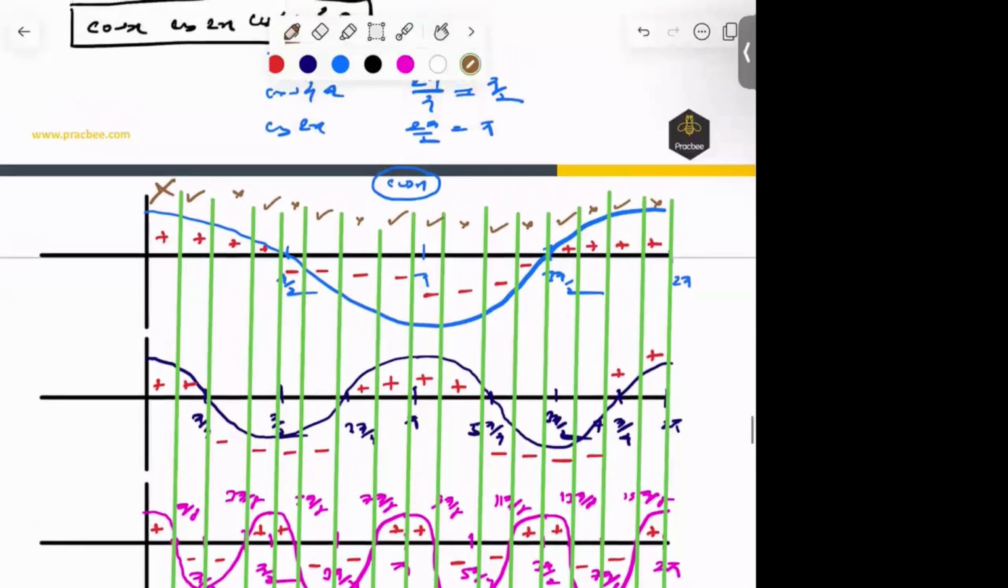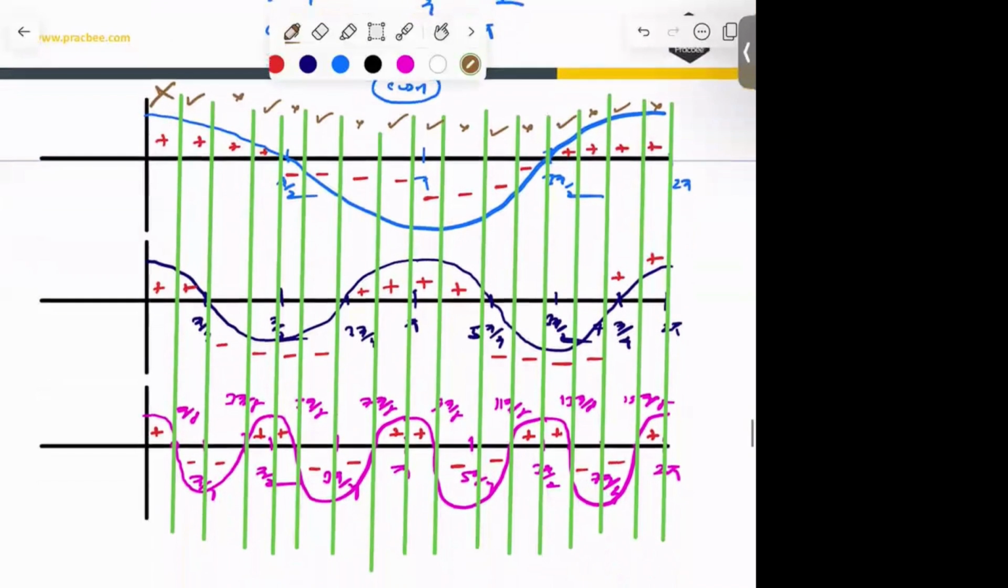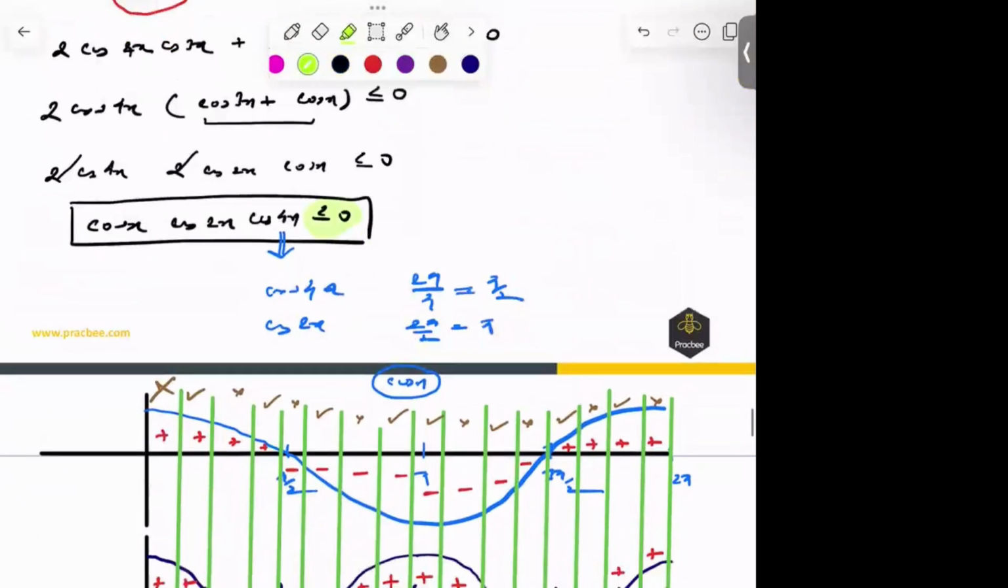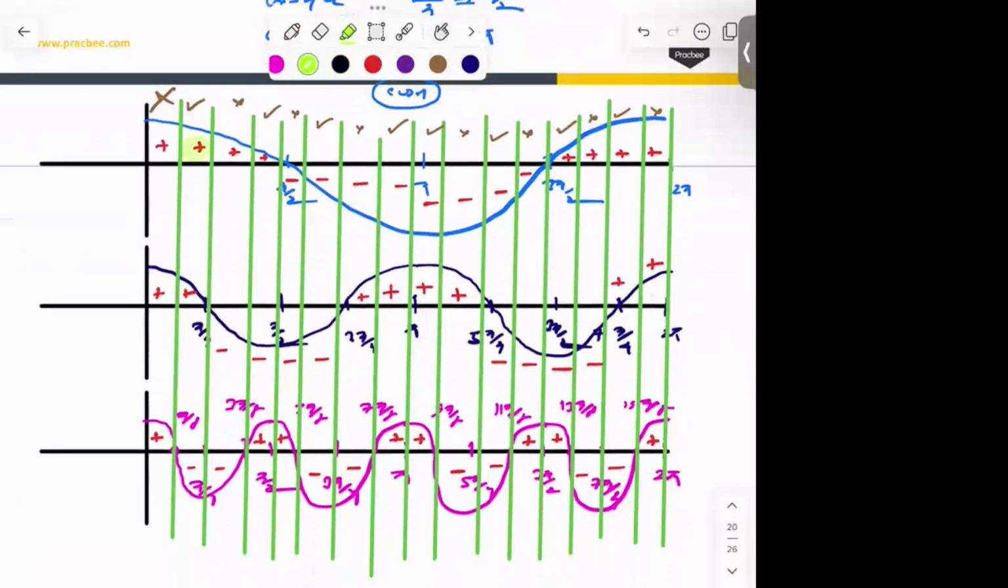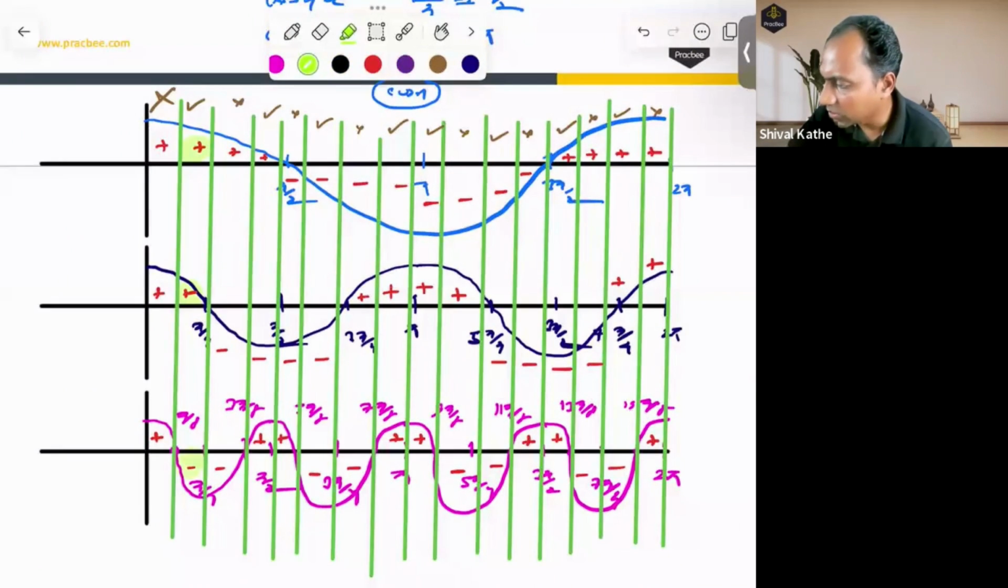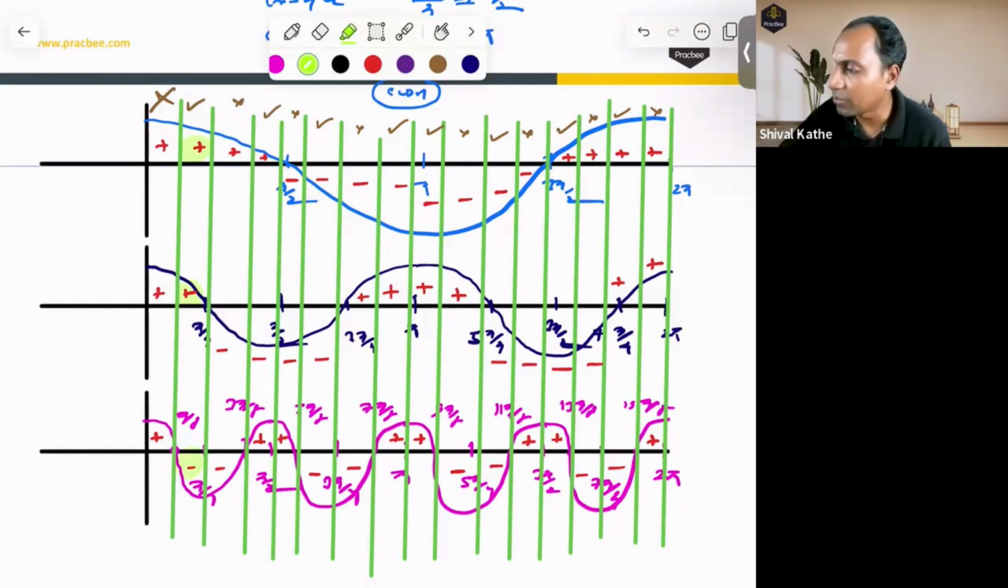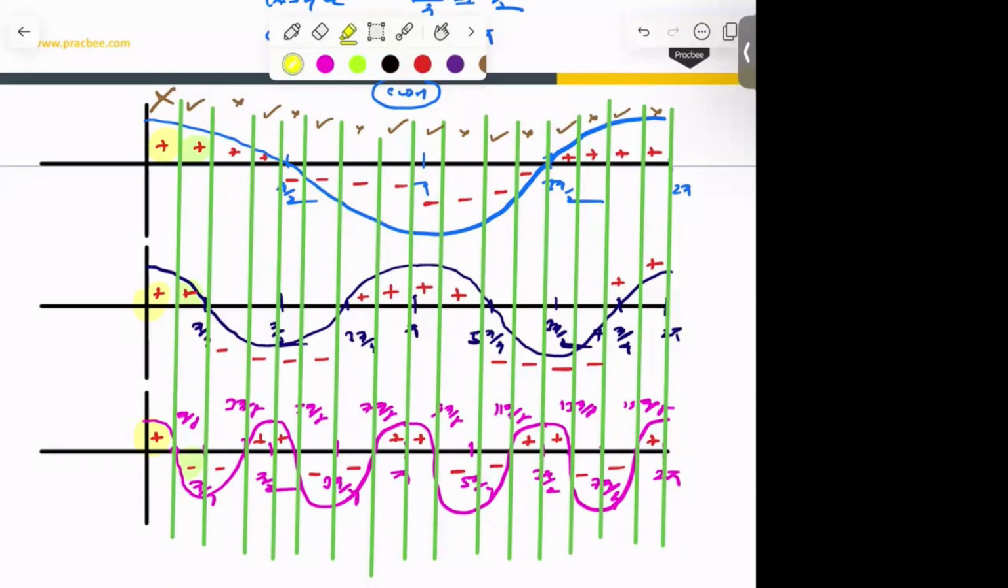Sir, I missed out on how to check if it's a solution or not. Check is basically, what we want is smaller than 0, right? So whenever you get one positive into positive into negative, it will become a negative sign, so it becomes our answer. And whenever you are getting positive, positive, positive, this is positive, this is positive, this is positive, it is not an answer.